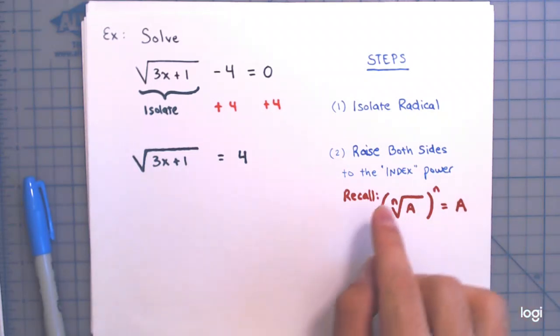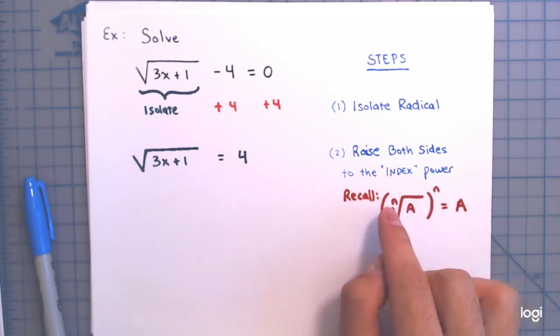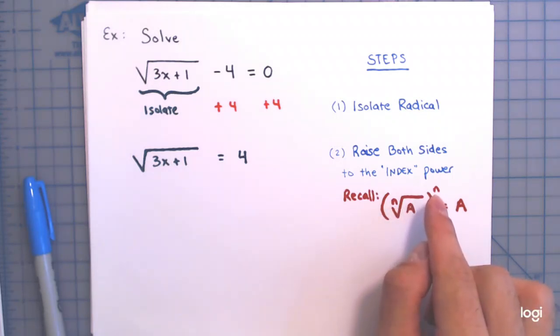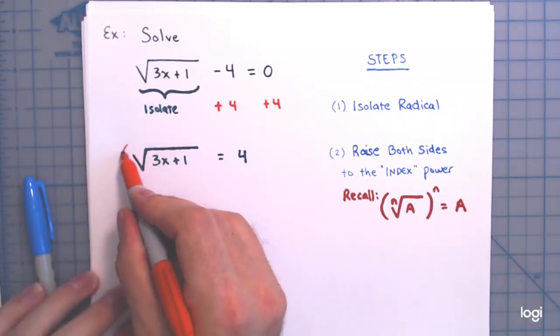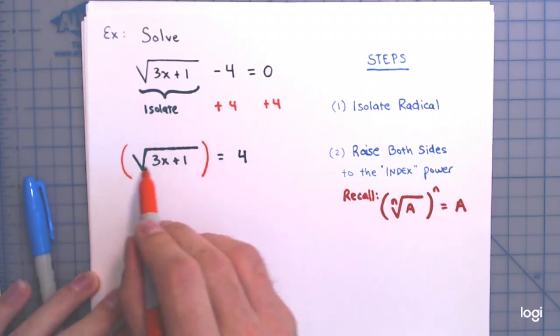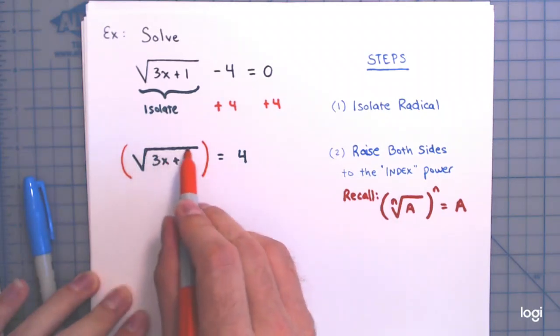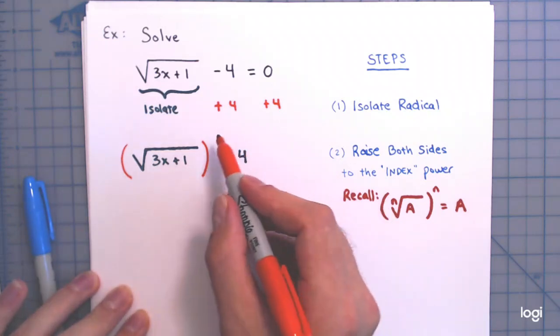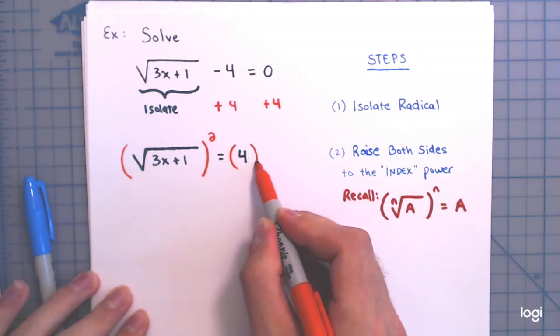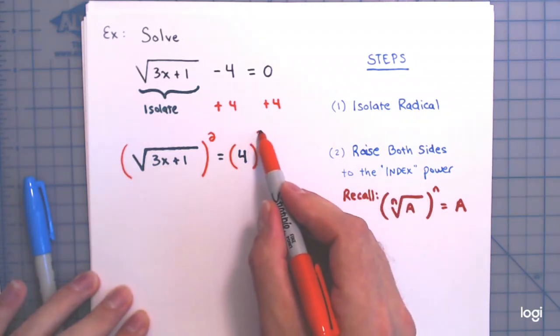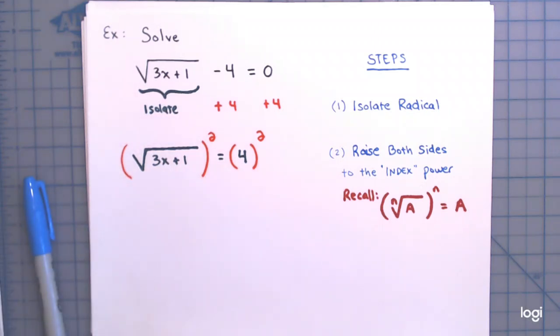So you just pay attention to the index, the little number in the radical. Raise both sides to a power that is equal to the index. In doing this, I'm going to take this entire left side and raise it to the second power. Remember, this is a square root, so the index is 2. So I'm going to raise both sides to the second power. Same thing for this entire right side, which is just the number 4. I'm going to raise that to an exponent of 2.